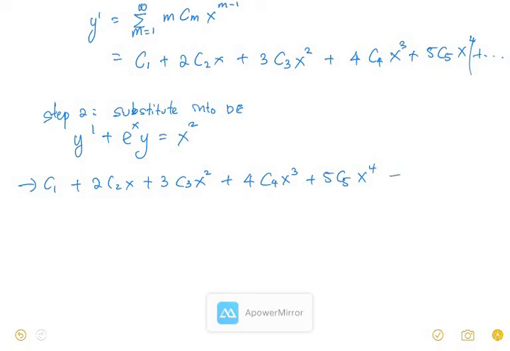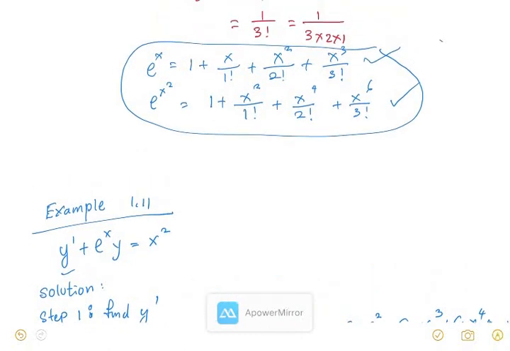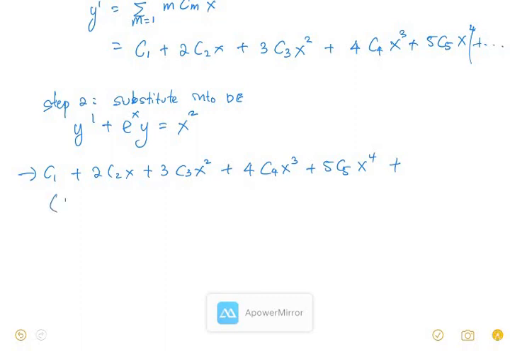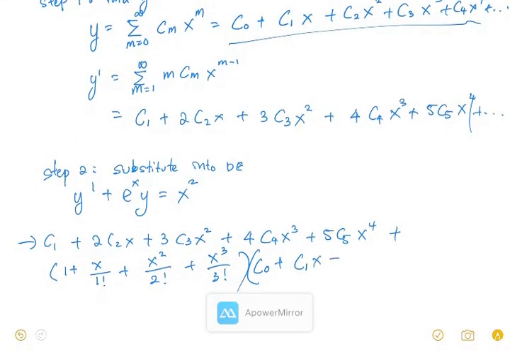And then plus with exponent x. You know what is exponent x? Just now I've mentioned to you exponent x is this one. This is the Maclaurin series. Exponent x is referred to this one, so we substitute in 1 plus x over 1 factorial plus x power 2 over 2 factorial plus x power 3 over 3 factorial. And then multiply with the y. Y, we have this one. So c0 plus c1x plus c2x power 2 plus c3x power 3 plus c4x power 4 and so on. And equivalent to x power of 2.